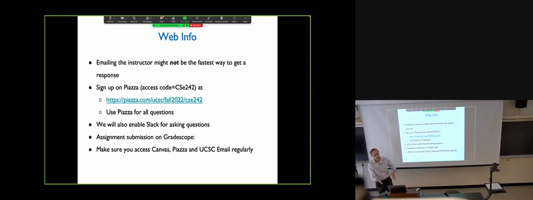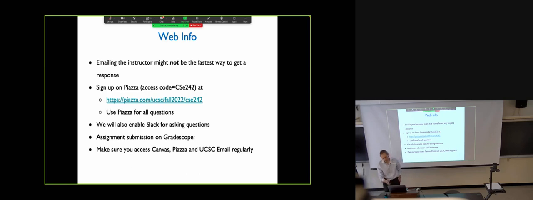As I said earlier, instead of emails, it will be much better if you post on Piazza where everyone can see, including me, my TAs, and everyone. Unless it's a more sensitive question that reveals private information about yourself, in which case you can choose the option to post anonymously on Piazza. We'll also enable Slack for asking questions. You submit your assignments on Gradescope, and my TAs will show you in the labs how that works.